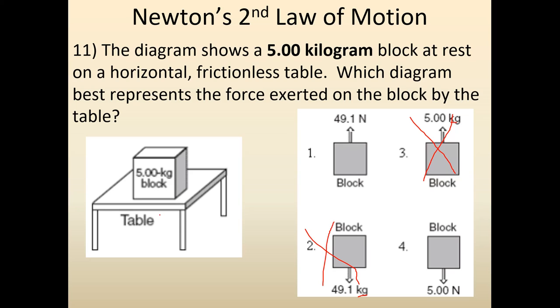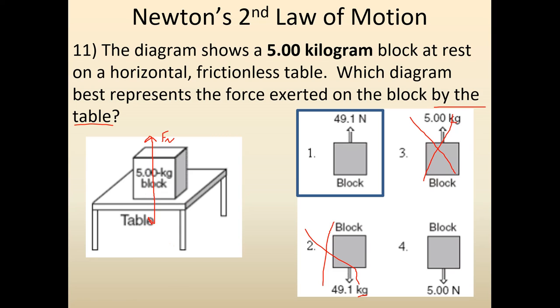Now I can do some calculations, but for the most part, they're looking for the force exerted on the block by the table. That means it's looking for a normal force. We know that when an object's on a table, the normal force always pushes it upwards. So choice 1 is my normal force. It is the only one that actually has the arrow going up, measured in newtons.